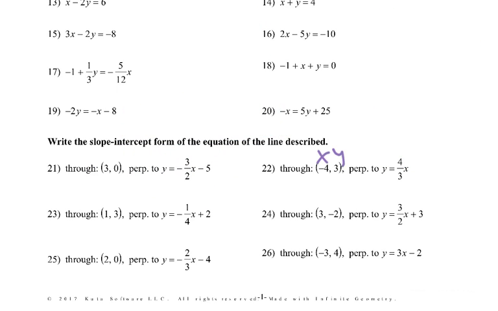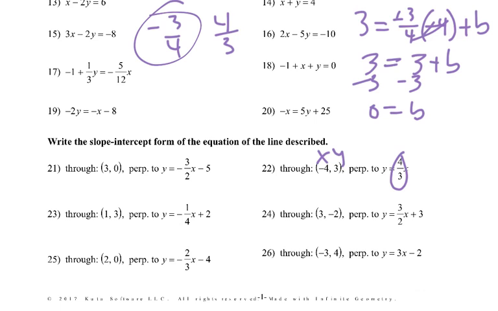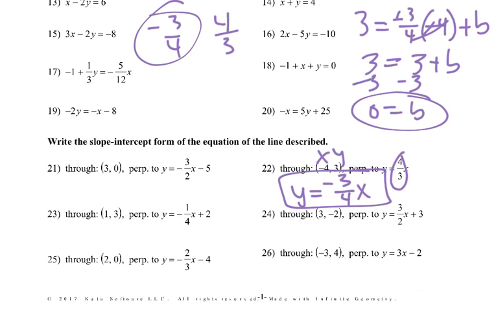Okay, so an x and a y, so I'd go 3 equals, the slope is 4/3, so we'd make it negative 3/4. So negative 3/4, the x value is negative 4, plus b. So the 4's would cancel, negatives cancel, we're left with 3 plus b equals 3, subtract 3, we get 0 equals b. So a slope of negative 3/4, a y-intercept of 0, we get y equals negative 3/4 x, and that's my equation.